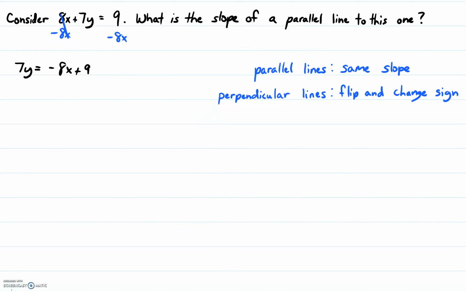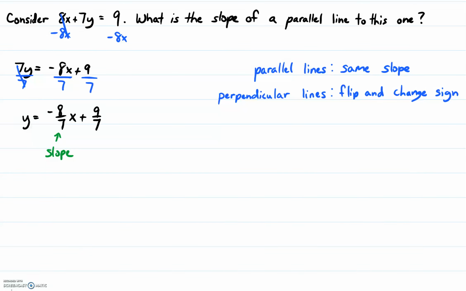Speaking of which, the next step would be to divide all terms by 7 to get the y completely by itself. And dividing all terms is the same thing as dividing both sides of the equation. So if you just go ahead and do it to all terms, it's the same thing. And if you do it that way, then the equation of your line will already be in slope-intercept form: y is equal to negative 8 over 7 times x plus 9 over 7. And of course right here, the coefficient of the x is going to be our slope.